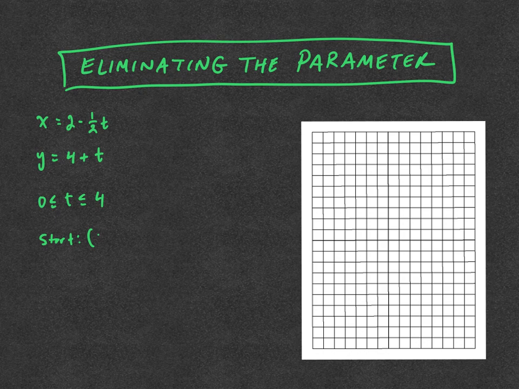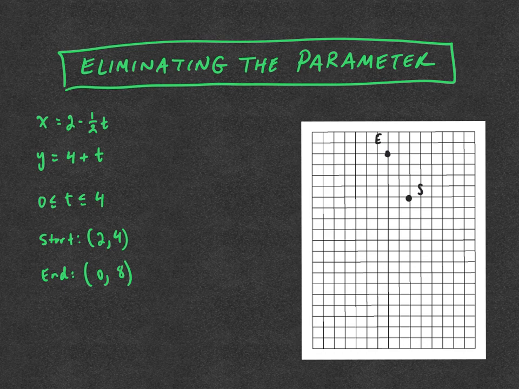So to figure out the coordinate where it starts, I simply plug 0 in for t in x and y to give me the point 2, 4. To figure out where it ends, I plug 4 in for t in x and y to give me the point 0, 8. So now I have an idea of where this parametric equation begins and where it ends. And I could just plot those 2 points. So 2, 4 is the starting point, and 0, 8 is the ending point.